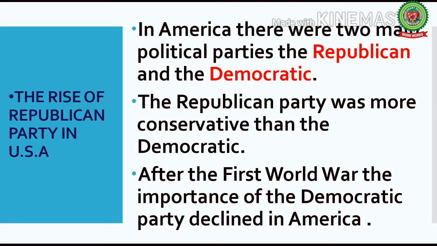In America, there were 2 main political parties, the Republican and the Democratic. The Republican Party was more conservative than the Democratic Party. It believed in more traditional values. After the First World War, the importance of the Democratic Party, to which Wilson also belonged, declined in America, as many of the senators were against Wilson's view that America should be a part of the League of Nations, and they were also against the Treaty of Versailles.